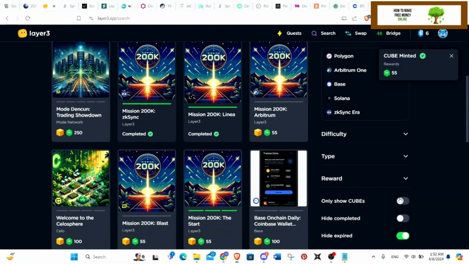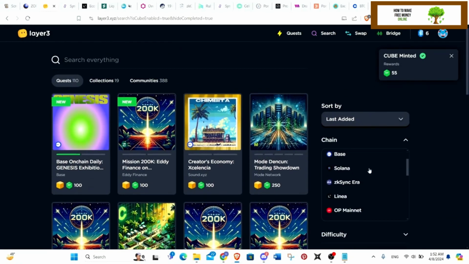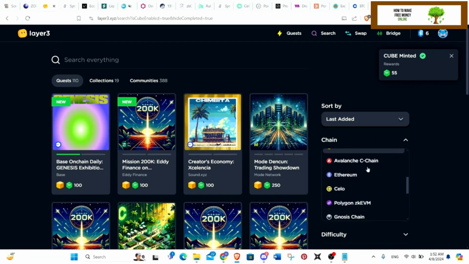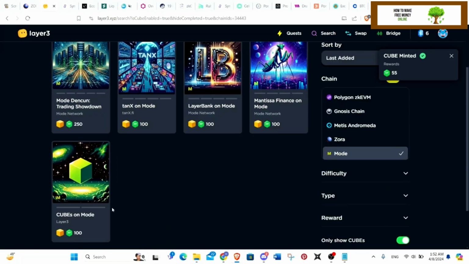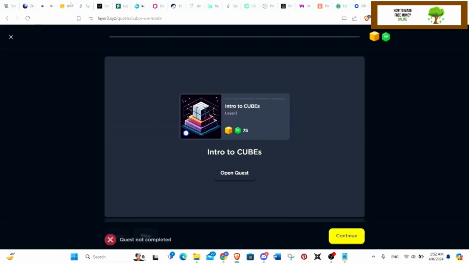So we go back to only show cubes, hide completed. Okay, we did Base yesterday. Today we did ZK Sync, we did LINEA yesterday. I have a couple BNB. I think that's going to be one of the good ones where I just do like 10-20, but it's not like farming. Let's do Mode layer 3. Begin intro to cube. Open quest. Continue. Yeah, I need to do this.